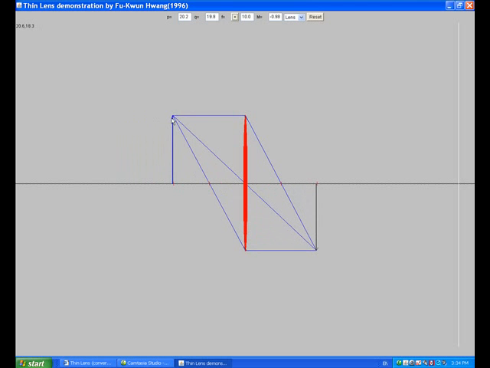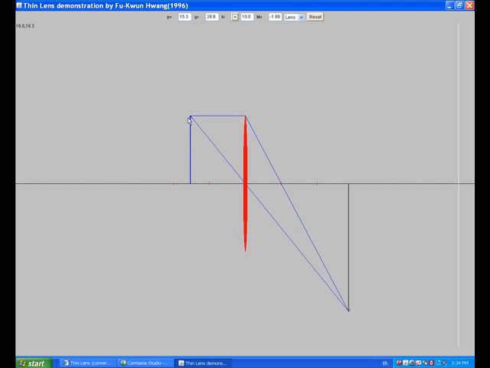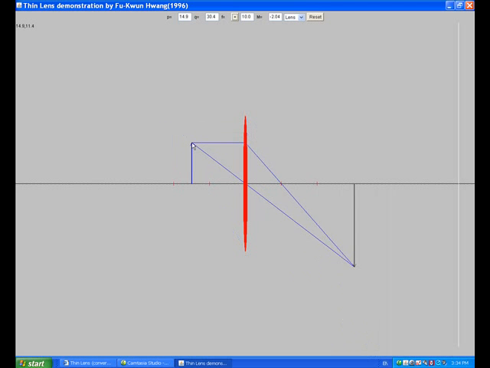Now as I move closer, even within, between the center of curvature, which is here, and the focal point, then of course the image gets larger and larger. You can see that the image is getting very, very big. However, it's still inverted, so it's real, and it's just magnified. All right? Now, as we approach the focal point, the image gets huge.